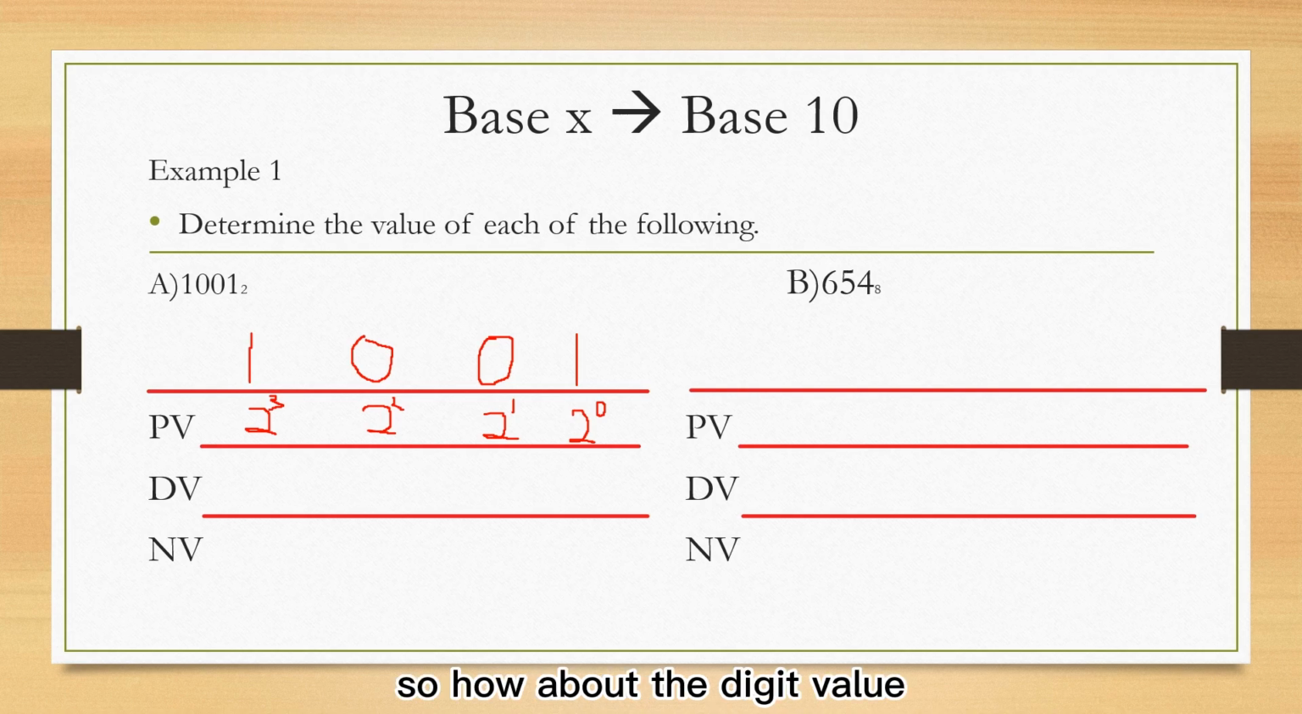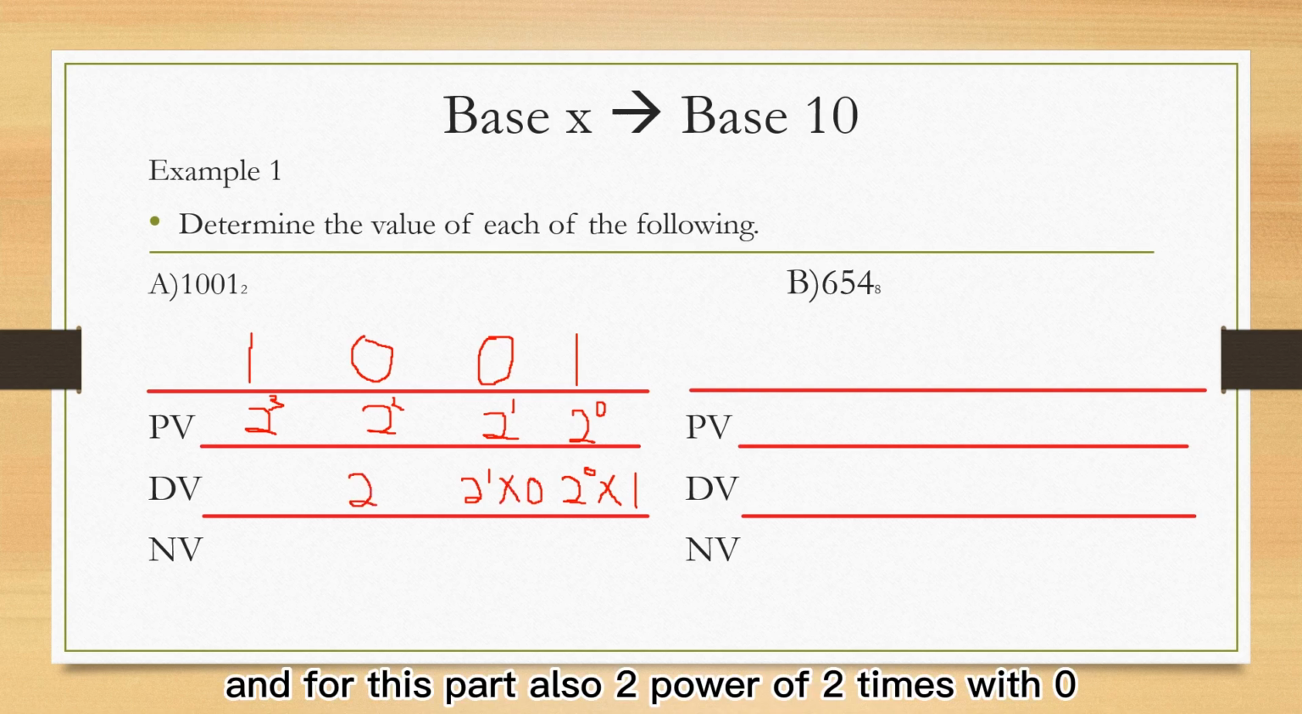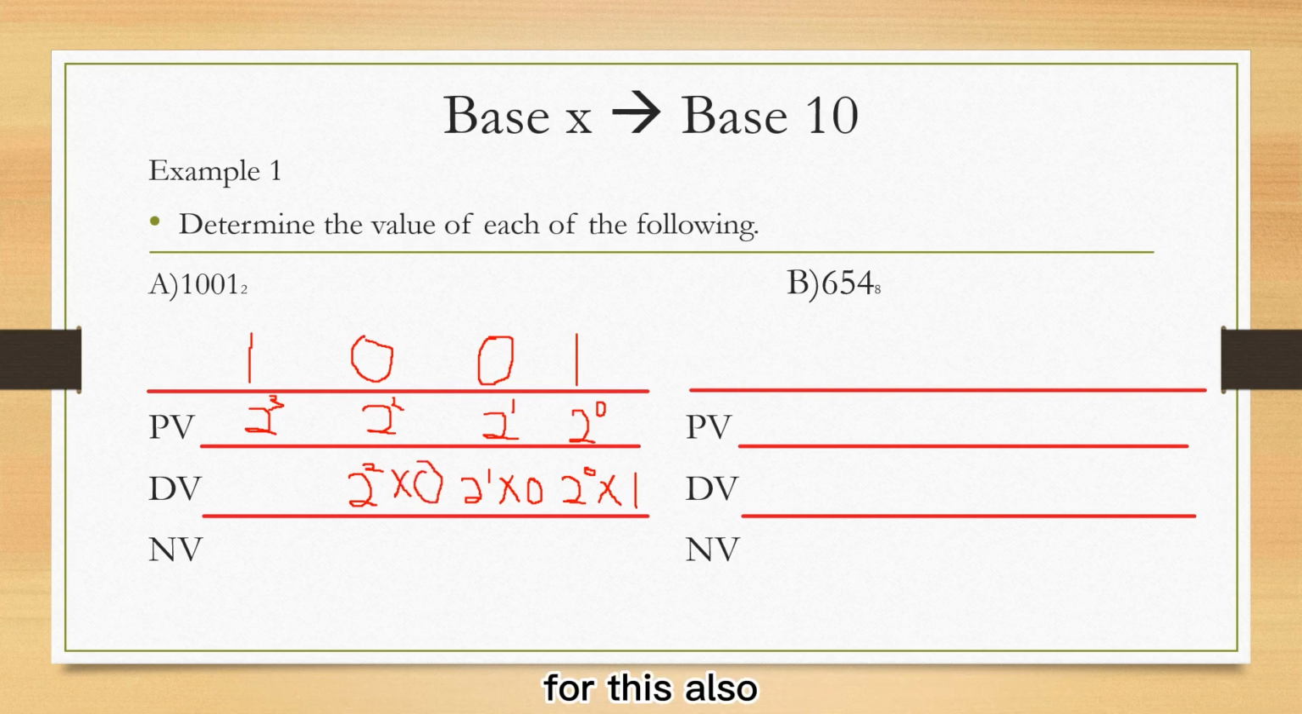So how about the digit value? For digit value, we need to multiply the digit with the place value. For example, 2 power of 0 times 1, and 2 power of 1 times 0, since this digit is 0. For this part also, 2 power of 2 times 0. And for this one, 2 power of 3 times 1.